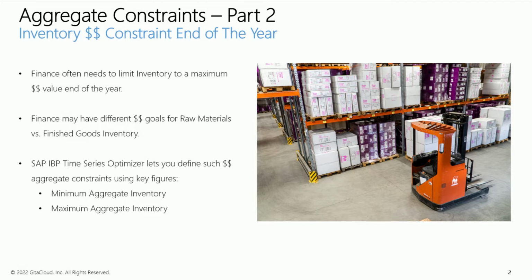Let's see how IBP Supply Optimizer respects the year-end inventory value constraint across all finished goods or raw materials across all locations.